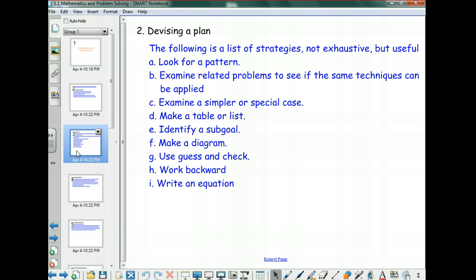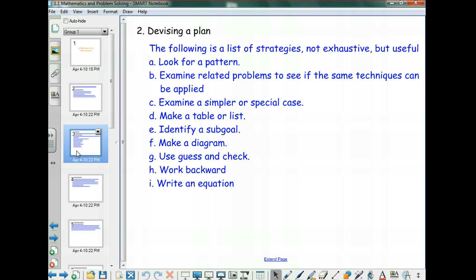The last one is to write an equation. And you might be surprised that the approach of writing an equation occurs far younger than you might think. My understanding, and I can't remember exactly, is that as early as grade 4, students are writing equations. So equation writing is a legitimate way of doing problems.